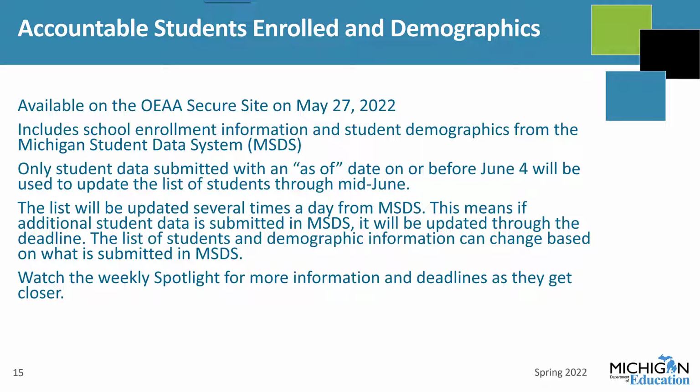In order to fix any errors, you need to correct the error in MSDS. Your school or district will have an authorized user for MSDS who can access the system to update the data. Work with whomever this person is to make sure that your information is correct and on time. There's a page on the secure site under the Assessment Registration tab called District and School Contacts that will show you who your authorized MSDS user is in case you don't know who that is. Watch the weekly spotlight for availability and deadline information.